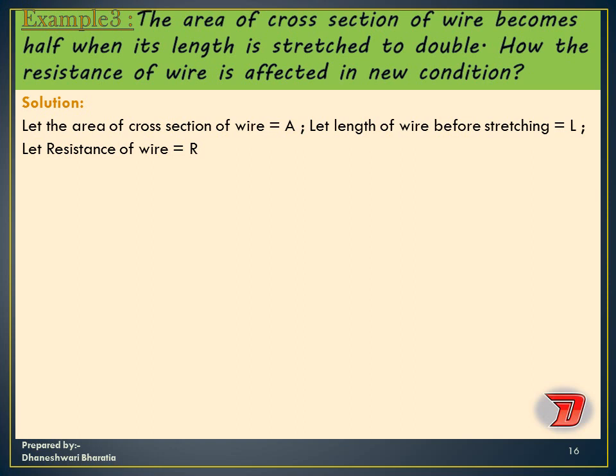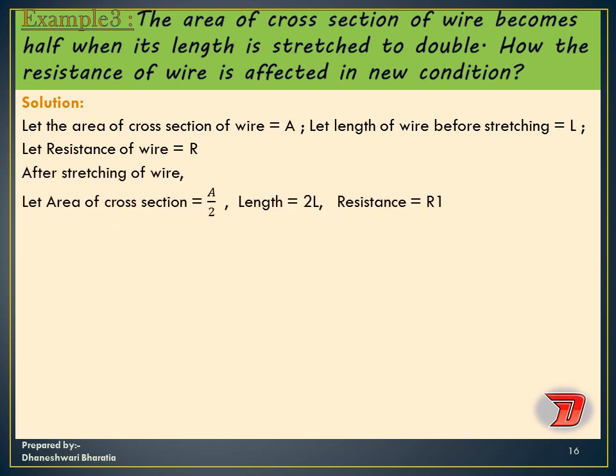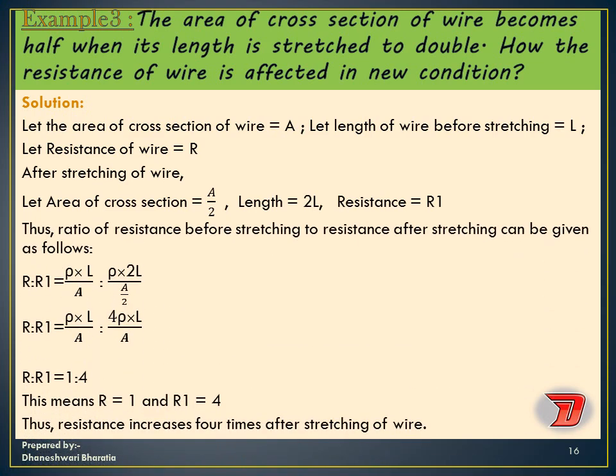Now in second case, what is happening? The area is halved when its length is stretched to double. So in the second case, the length is double, so it will become 2L. Area is becoming half, so it will become A by 2, and let the resistance be R1. Okay, now what do you have to do? You have to find the ratio of first to the second one, R is to R1. Use the same formula by substituting the values, and then at the end you will be able to notice that resistance increases 4 times after stretching of wire, that is R is directly proportional to L.